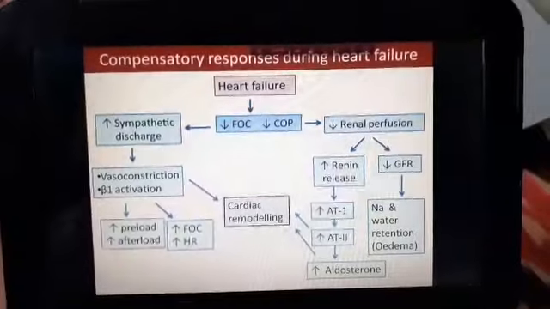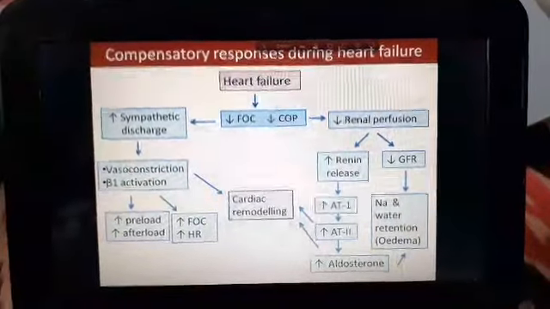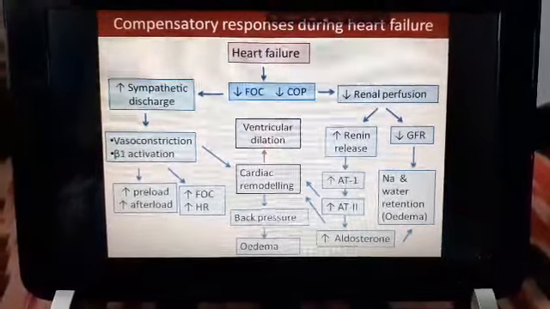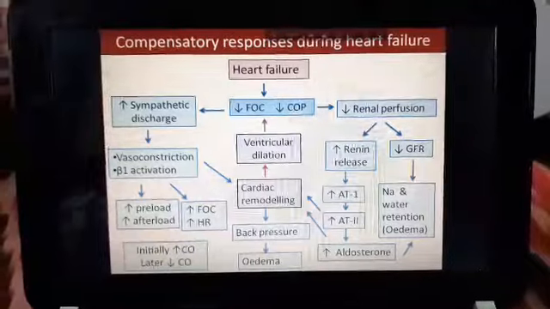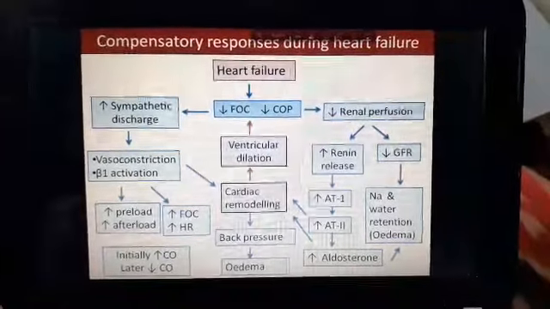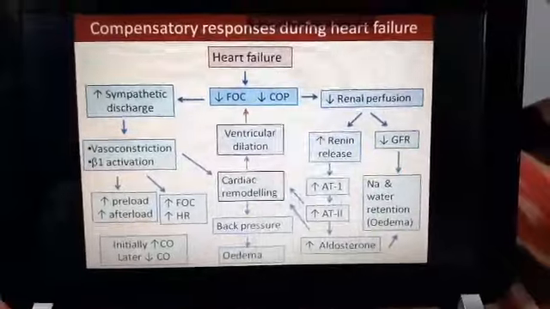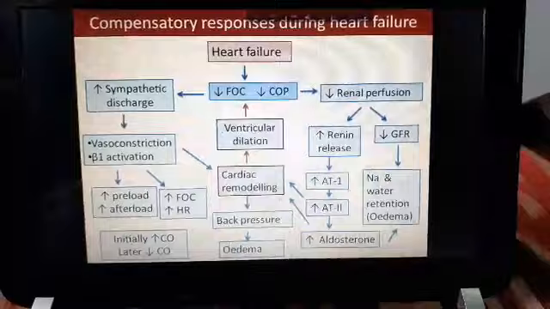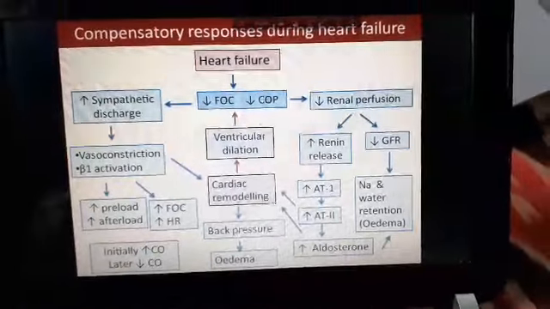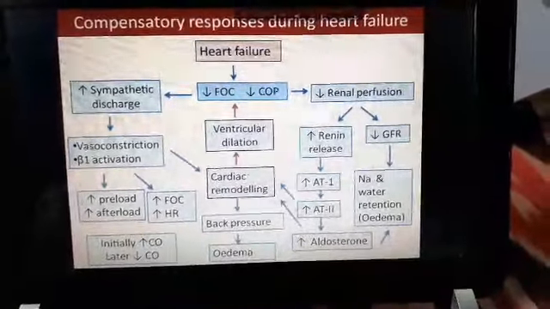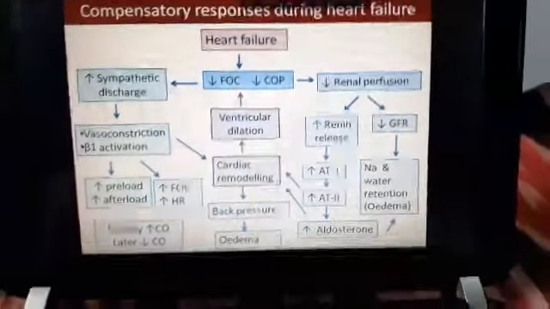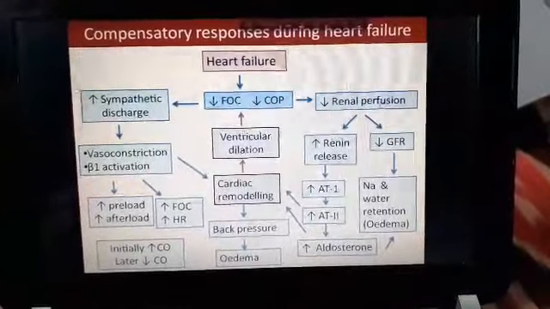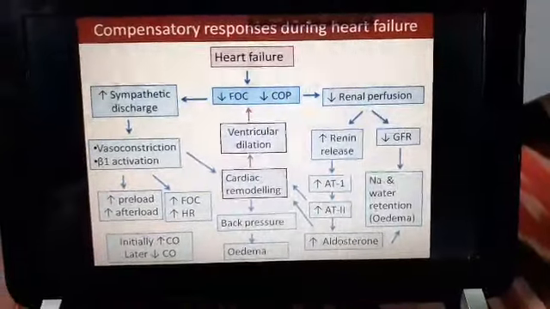So as a result of this cardiac remodeling, there is back pressure and edema, and also ventricular dilation, and due to this cardiac remodeling, there is a further decrease in the force of contraction and cardiac output. So this is the vicious cycle of heart failure. When there is decreased force of contraction, the body tries to maintain cardiac output by causing increased sympathetic discharge as well as increased activation of the renin-angiotensin system, but the ultimate result of this activation is cardiac remodeling, which will further decrease the force of contraction as well as cardiac output by ventricular dilation.